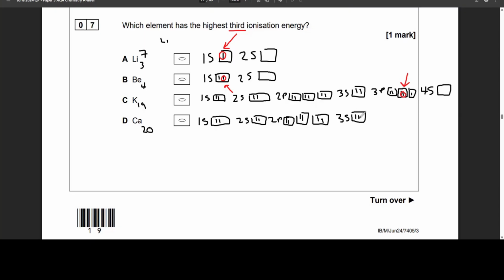Calcium. Let's check out the old calcium. Calcium is going to be 3p6, 4s2. So we're going to remove both the 4s electrons. Now I'm trying to break into another completely filled energy level, a brand new energy level, and a totally filled subshell. So it's really between beryllium and calcium. They're going to be the ones that have the highest third ionization energy.